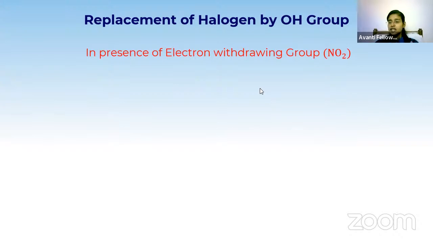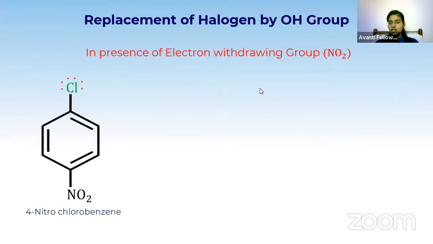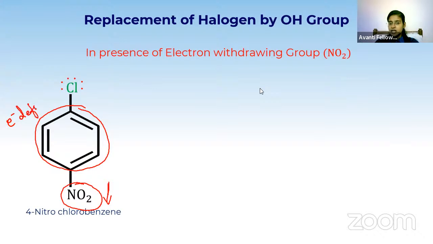Electron withdrawing group on the ring. Here I have introduced the NO2 group, nitro group, which is an electron withdrawing group. I have introduced this in the para position. Para means opposite position to the Cl. If I attach this NO2 group, it will withdraw the electrons from the benzene ring, and it makes the benzene ring electron deficient. So it becomes an electron deficient kind of compound.